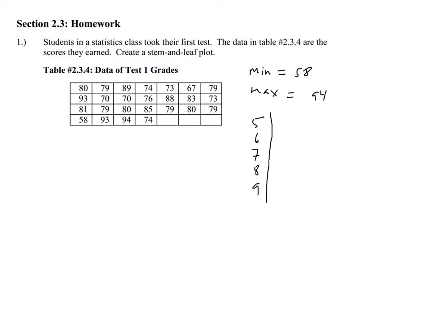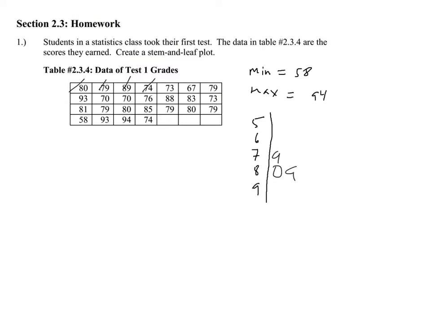So I was looking at the set of data. This is from question 1 on section 2.3 out of the textbook, and I noticed the smallest value was 58, the biggest value was 94. So that meant I could use stems for the tens digits, and I went through 5 through 9, and I'm just going to go through and fill out this table. So I got an 80, so that goes a 0 next to the 8. 79, I'm going to put a 9 next to the 7. 89, I'm going to put a 9 next to the last 0.